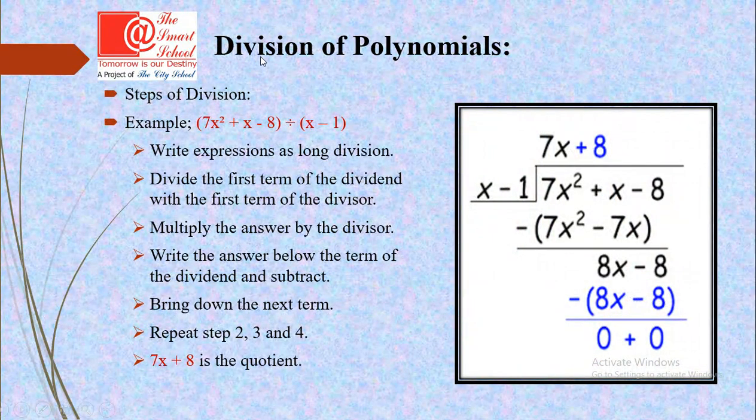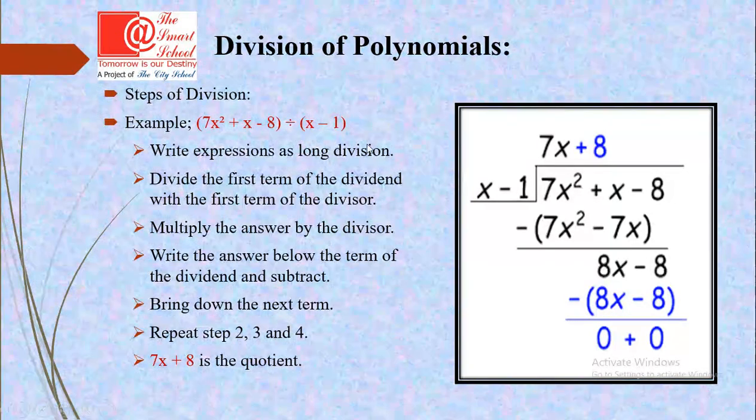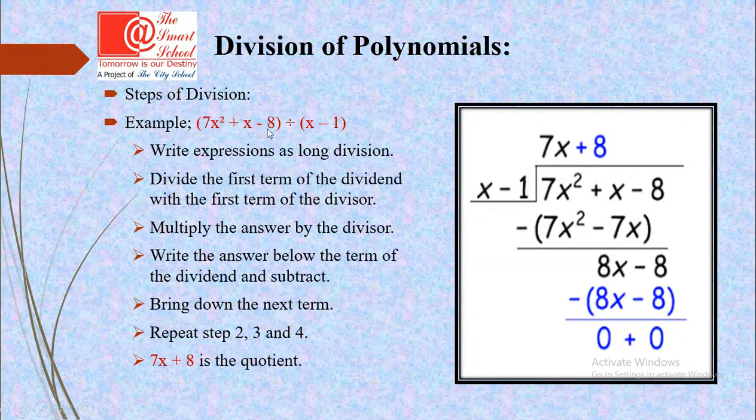Now division of polynomials. Steps of division are, for example, we have to divide 7x square plus x minus 8 by x minus 1. So x minus 1, which is the smaller, will be the divisor and this will be the dividend. So when we divide, write the expressions as long division in this way.